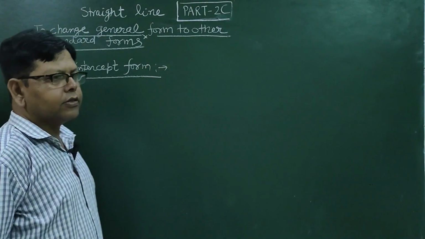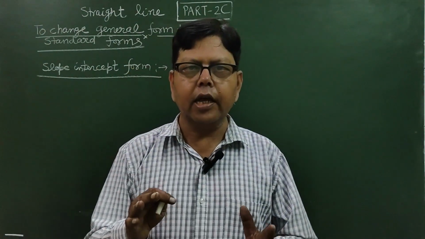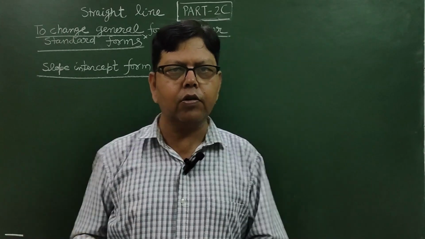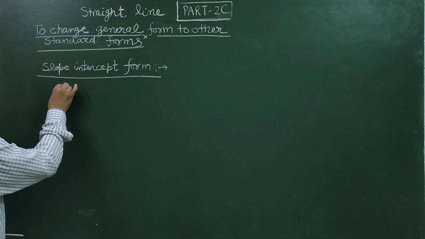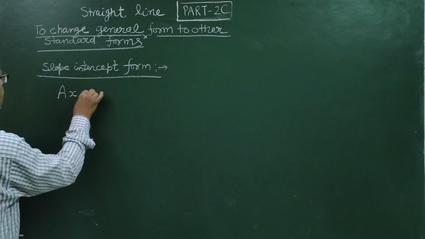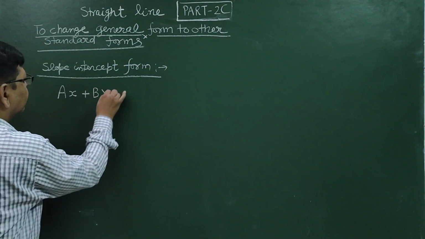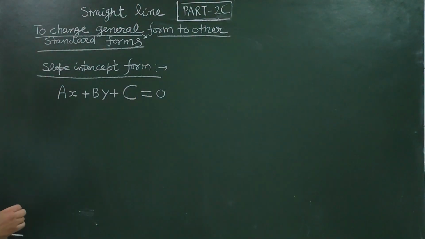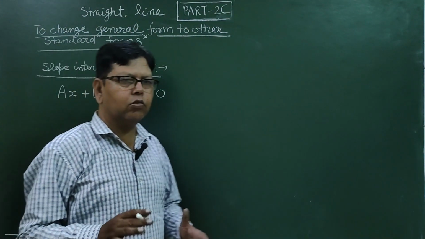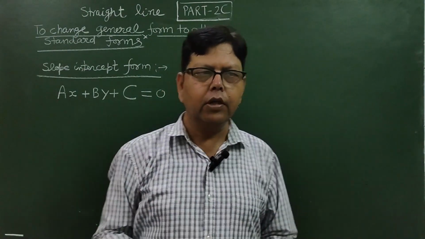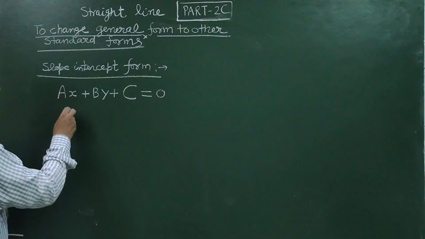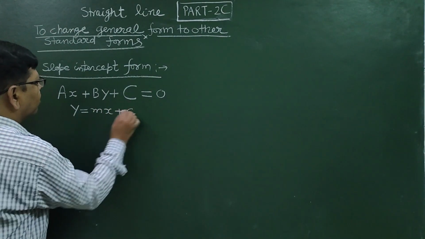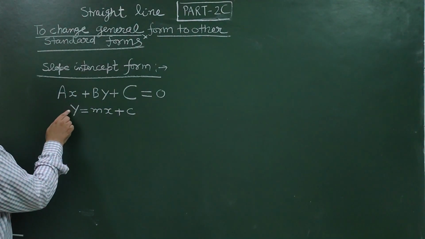Let us consider the equation of line as capital A x plus capital B y plus capital C equal to 0. AX plus BY plus C is equal to 0. Now we convert this equation into the slope-intercept form. Slope-intercept form is y is equal to mx plus c. In this form, the coefficient of y is 1.